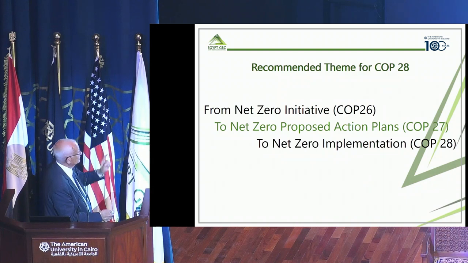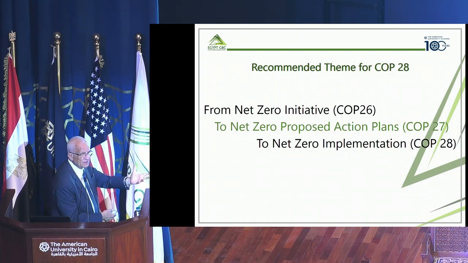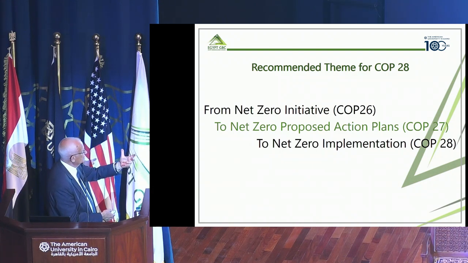And as a recommendation, COP26 was the initiative. COP27 is the proposed action plan. I think COP28 should do some kind of implementation for net zero.